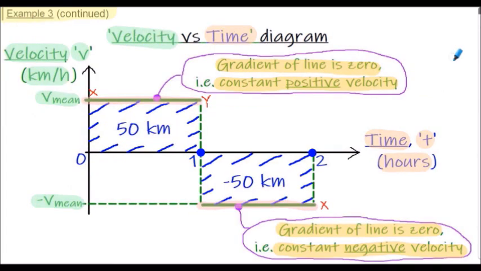Velocity is a vector quantity, so it has the characteristics of vector property. As we mentioned earlier in the presentation, the area under a velocity time diagram relates to displacement. So we have the positive 50 kilometer displacement from X to Y, but the negative 50 kilometer displacement from Y to X. Hence the overall displacement from X to Y and Y to X is 0, because the final position of the train is the same as its starting position.